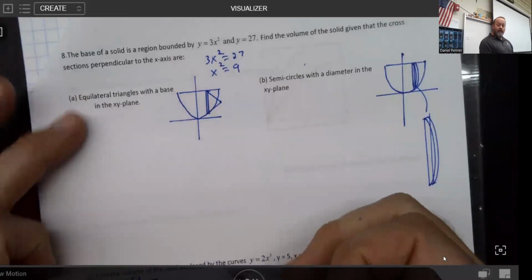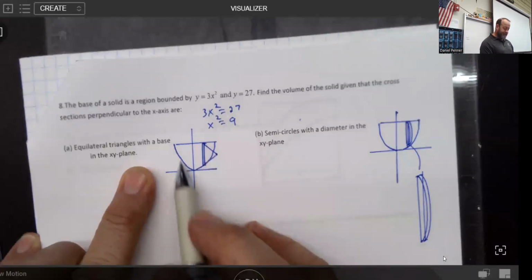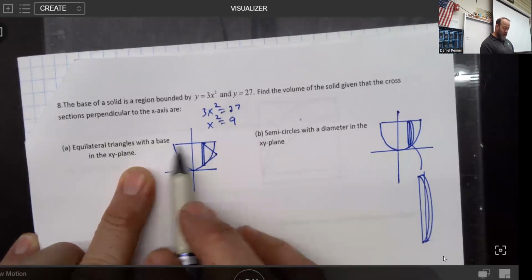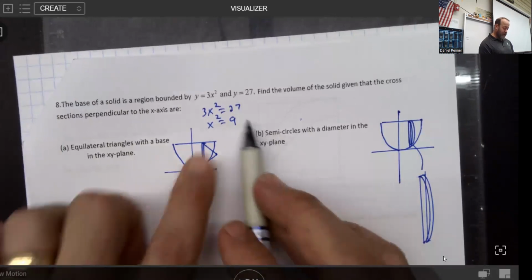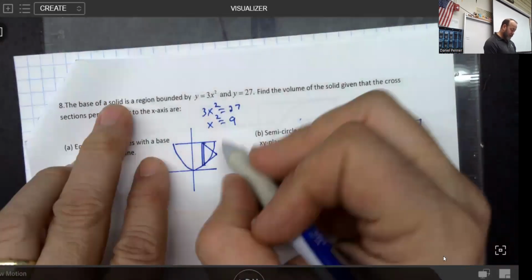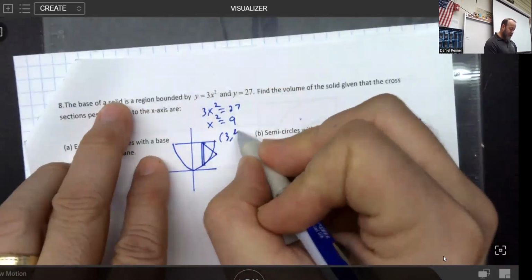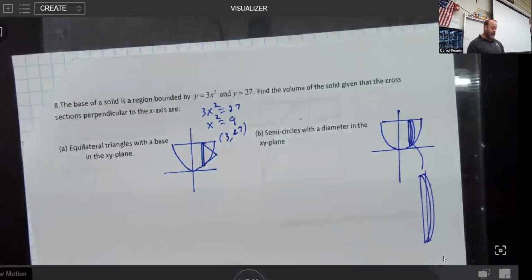So we are going to have this region right here, a nice simple parabola, 3x squared, intersecting this horizontal line y equals 27, going like this. So I set them equal, and I found that that happened at both 3 over here, (3, 27), and -3 by symmetry, right?